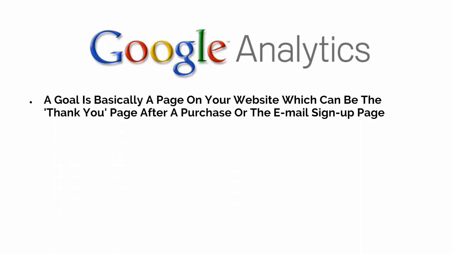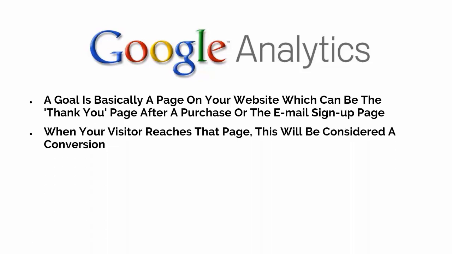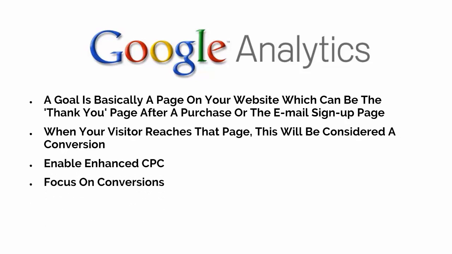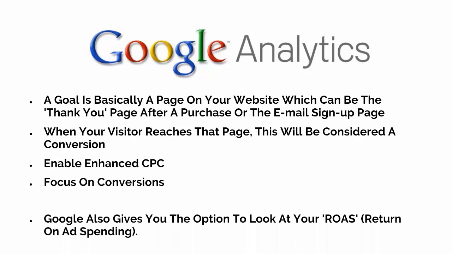up a goal. A goal is basically a page on your website which can be the thank you page after a purchase or the email sign-up page. When your visitor reaches that page, this will be considered a conversion. Now select Enable Enhanced CPC and then the Focus on Conversions box. Now you'll be telling Google to automatically tweak your advert in order to optimize the cost per acquisition.